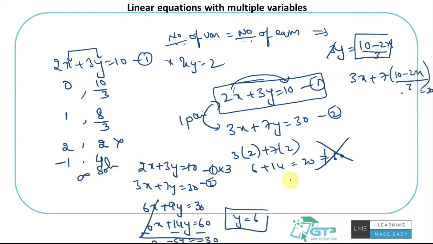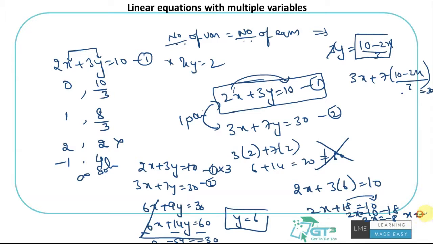Once I know y is 6, what is x? Let me substitute here. 2x plus 3 into 6 equals 10. So 2x plus 18 is equal to 10. So 18 goes to this side, it is plus 18, so it becomes 10 minus 18. So 2x is equal to minus 8. So x is equal to minus 4. So minus 4 and 6 is the solution. x is minus 4 and y is 6.